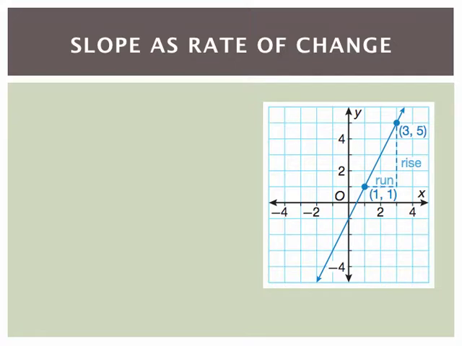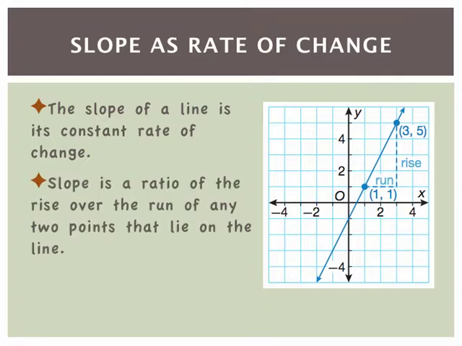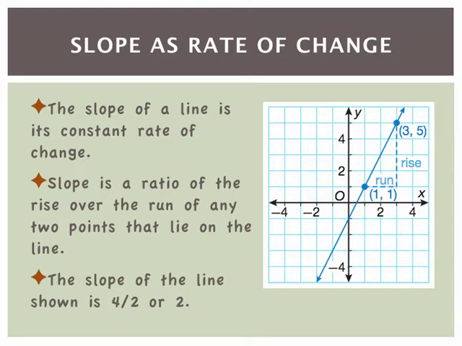All right, slope of a line is the measure of its steepness. It's also the constant rate of change of that line or linear function. If you find any 2 points that lie on the line, you can measure the slope by finding the rise and the run and writing that ratio, rise over run. So in this case, the slope is a rise of 4 and a run of 2. And 4 divided by 2 is 2. This line has a slope of positive 2.